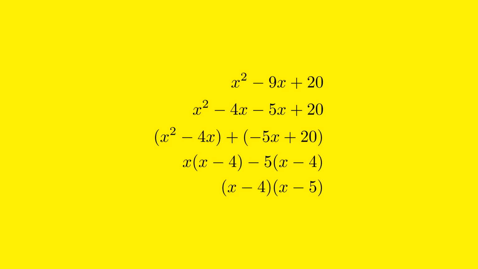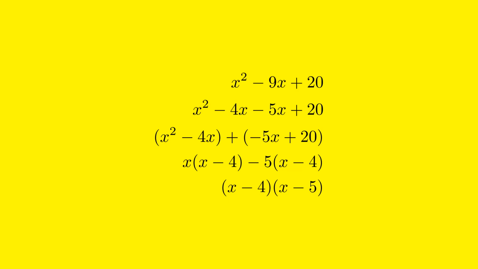Step 2. Now, we will factor by grouping. First, we group the first two terms together and the last two terms together. This gives us the expression x squared minus 4x and minus 5x plus 20. Next, we factor out the greatest common factor from each group. For the first group, x squared minus 4x, the greatest common factor is x. This results in x times x minus 4.